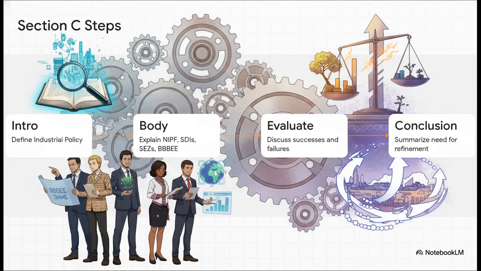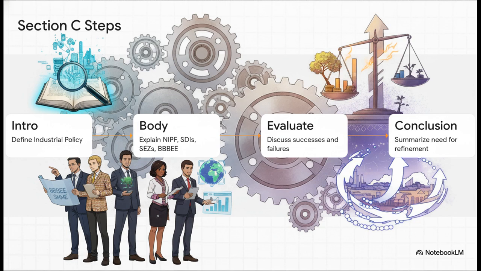Now for the big one, the Section C essay. If you get asked about industrial or regional development policies, follow this exact 4-step formula. Step 1, hit them with a solid introduction that clearly defines industrial policy. Step 2, in the body, methodically break down the NIPF, clearly contrast SDIs and SEZs, and explain BBBEE and SMME support. Step 3, this is your additional part, where you evaluate, impartially discussing the successes, like Coega, alongside the failures, like that extremely uneven GDP split. Step 4, wrap it all up with a tight conclusion on why continuous policy updates are so critical.